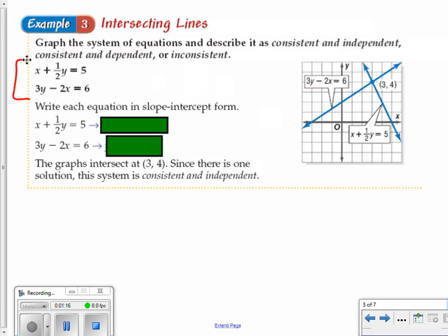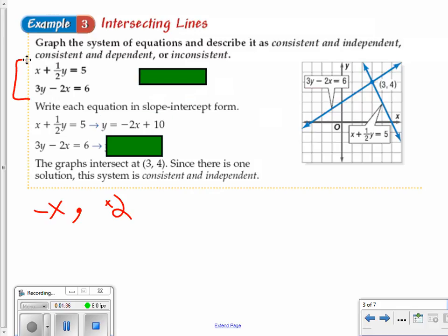For our first one, we have x plus 1/2 y equals 5, and we want to get it into y equals mx plus b form. We have to subtract x from both sides. Then because we have 1/2 y on the left side, we'd have to multiply everything by 2, so we get y alone. Our slope-intercept form is going to be y equals negative 2x plus 10.